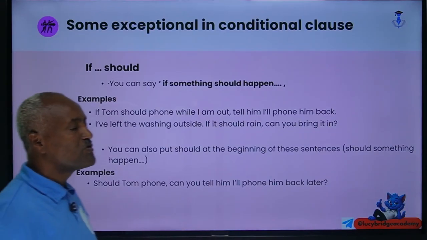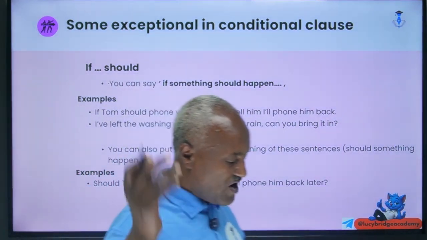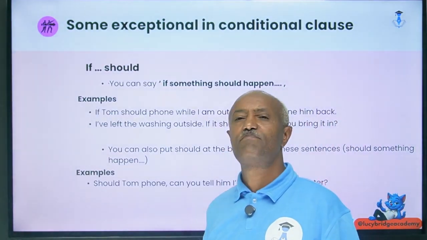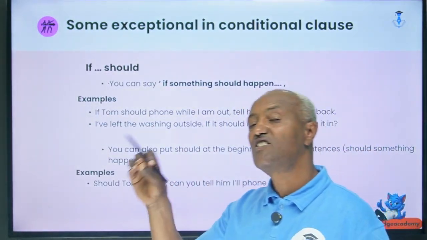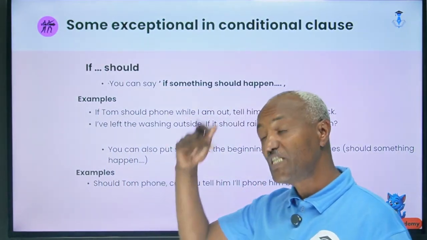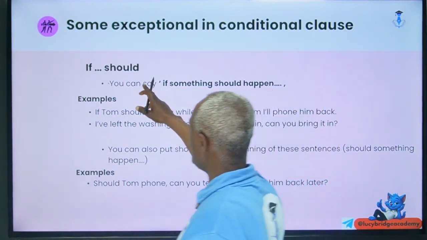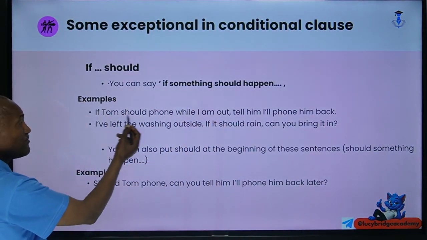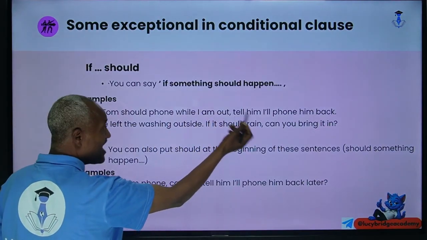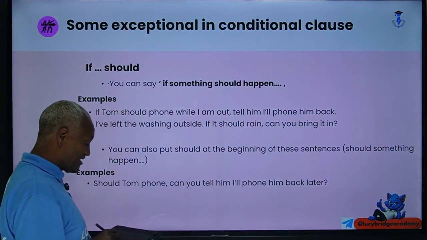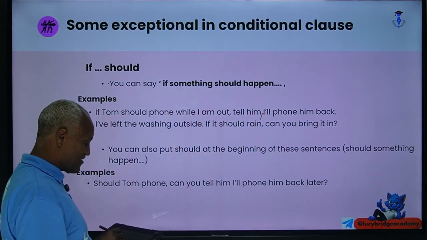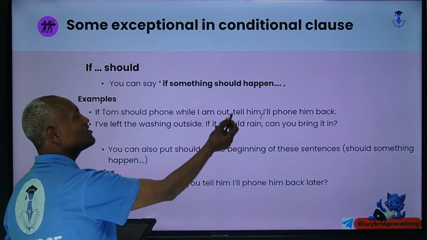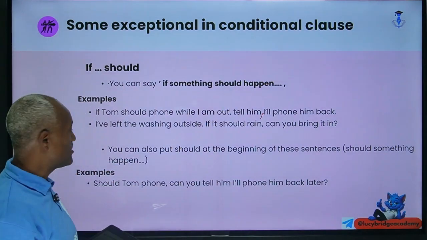Then let's come to the exceptions. This is what I told you previously. Even if this conditional clause is very routine, there are some exceptions that do not follow the main rule, which is different from that. For instance, if and should. You can say if something should happen. For instance, if Tom should phone while I am out, tell him I will phone him back. Here there must be a comma. This is what you have to remember.